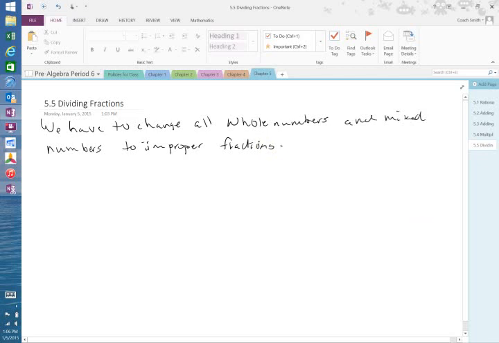Okay, so for example, if we had this problem here, 7 7/9 divided by 1 11/45. Okay, first thing we got to do is change them to improper fractions. Now, when we're adding and subtracting fractions, we had to have the common denominators. Don't have to have common denominators here. Okay. So we just multiply this out, change it to an improper fraction.